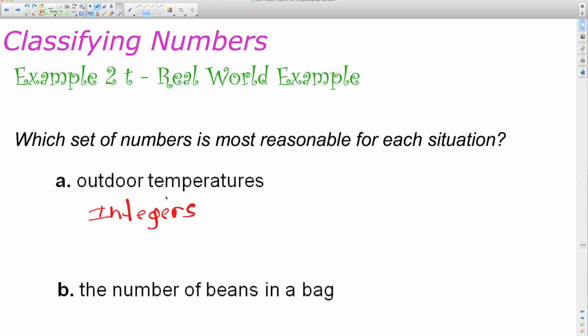So part B, the number of beans in a bag. Now the number of beans in the bag, I'm going to consider the best answer here to be the natural numbers. Now some people might argue that if there are no beans in the bag, or 0 beans in the bag, then we could argue that this could be the set of whole numbers. But if you don't have any beans in the bag, why are you talking about the number of beans in the bag?